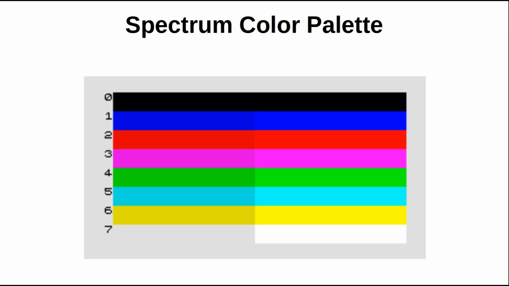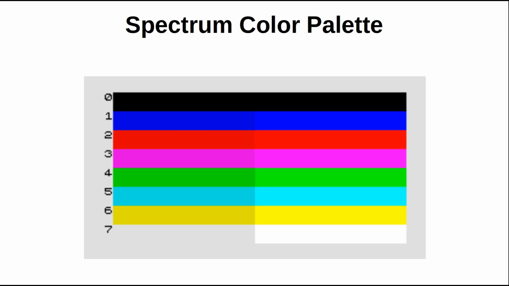The brightness attribute affects all colors except for black, which is always just black. If brightness is enabled, we get full intensity blue, red, magenta, green, cyan, yellow, and white for colors 1 through 7, which gives the Spectrum its characteristic brash primary color look. With brightness off, we get slightly muted versions of these colors, with white becoming the neutral gray that we recognize as the default paper color in Sinclair Basic.